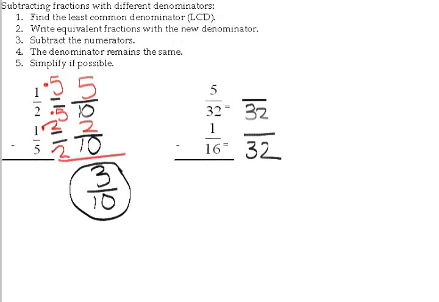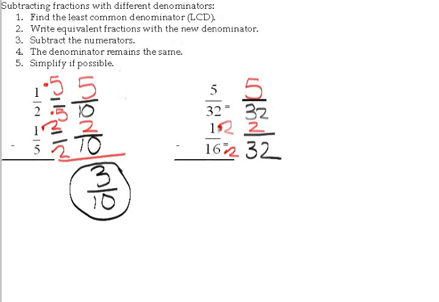So now we have to write equivalent fractions with that new denominator. Well, 32 is our denominator. 5 over 32 remains the same. Going from 16 to 32, we're multiplying by 2 over 2. 16 times 2 is 32, so 1 times 2 is 2. And now we can subtract.